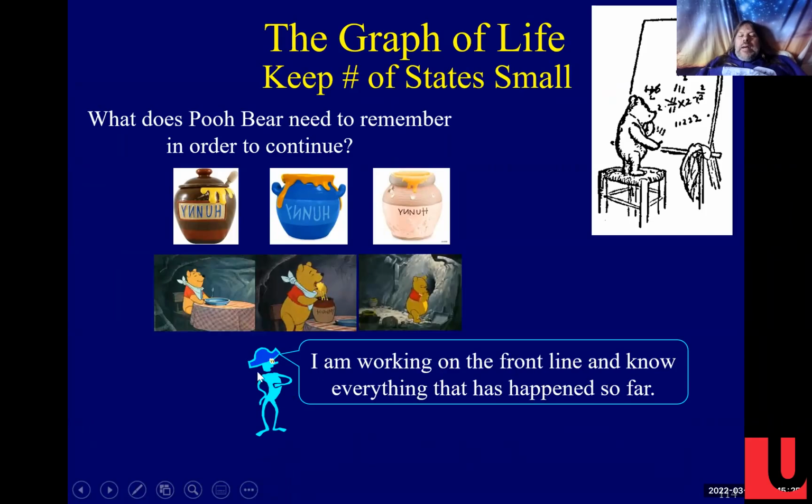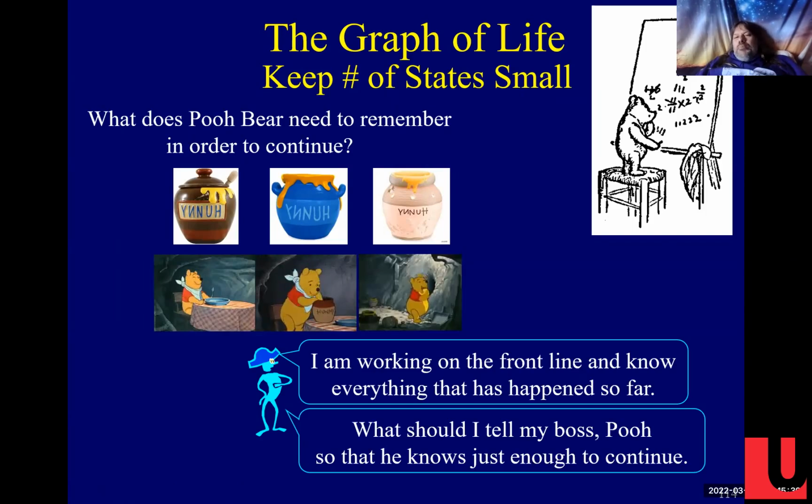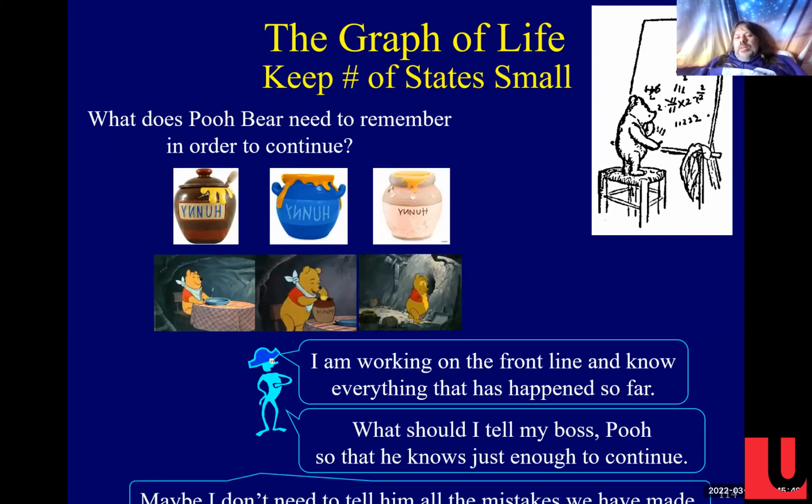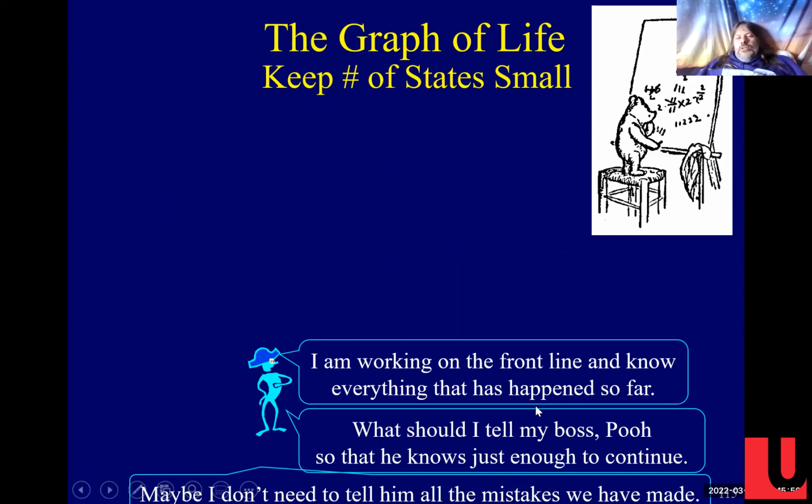So here I just have this little guy. Maybe he's in the front line and he knows everything about the past, but he doesn't want to tell Pooh everything, because then we'll have too many states if Pooh remembers too much. So we just tell Pooh just enough so that Pooh can move forward knowing the important things. Pooh might not need to know what mistakes he's made in the past. That's just a little joke.